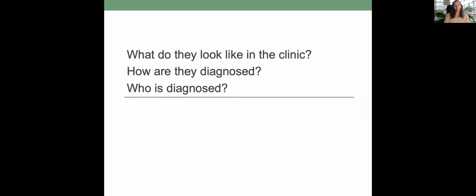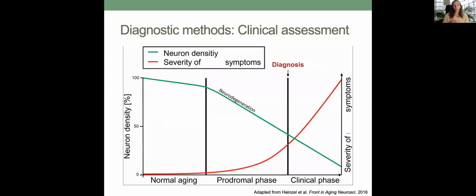As I mentioned earlier, this class is going to focus on three questions. What do these diseases look like in the clinic? How are they diagnosed? And who is diagnosed? Importantly, though, extremely importantly, when these diseases are diagnosed is critical.